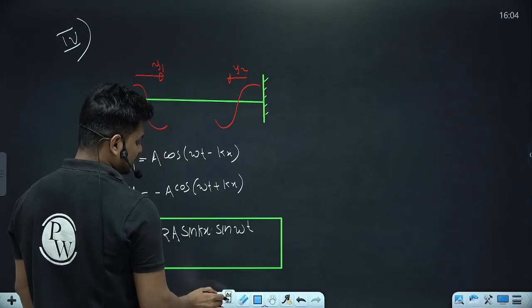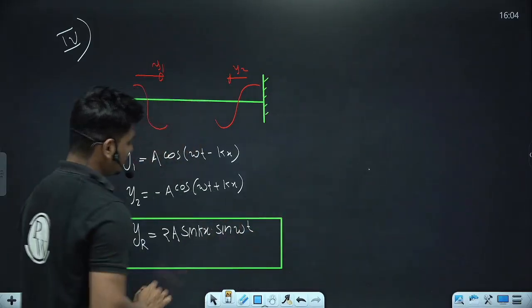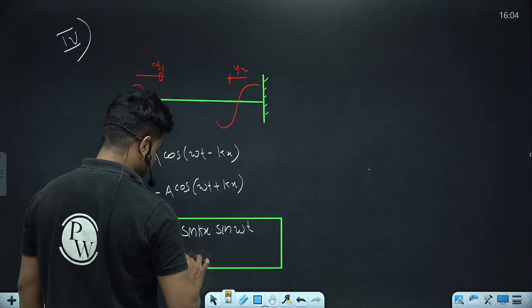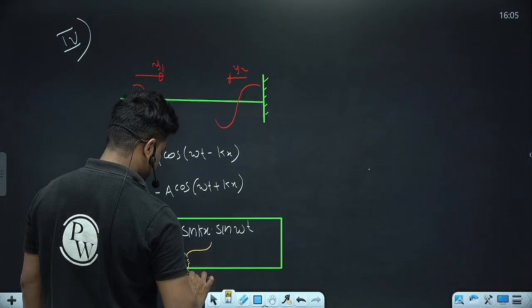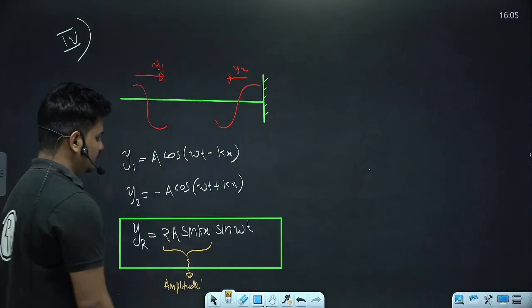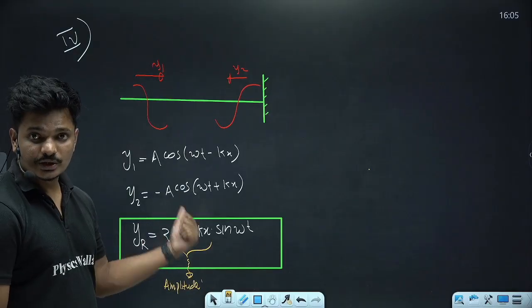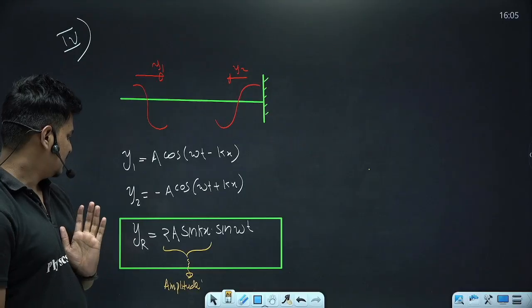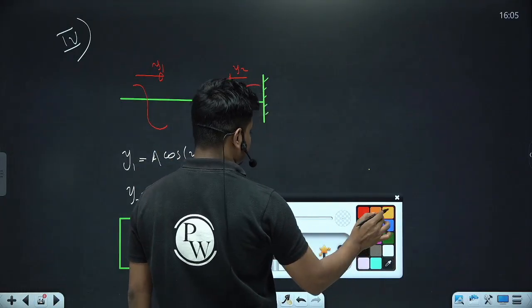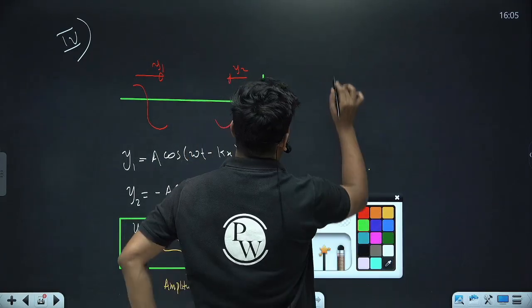In here, what is the amplitude? 2a sin kx is the amplitude. Amplitude is equal to 2a sin kx. Then just to check at x equal to 0.